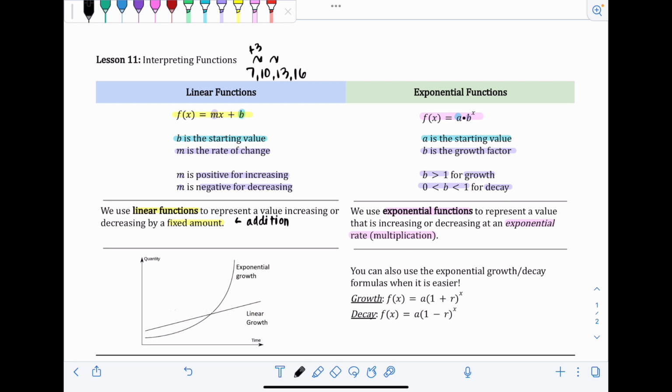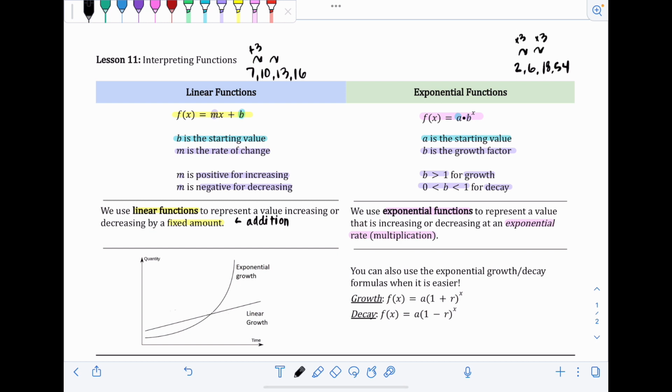Versus for exponential functions, you are multiplying by a number each time to get to the next one. So the rate that you are increasing or decreasing by is changing. What I mean is, let's say I have 2, 6, 18, 54. This is a geometric sequence where we have a common ratio. To get from one number to the next, I am multiplying by 3, and that is a common ratio.